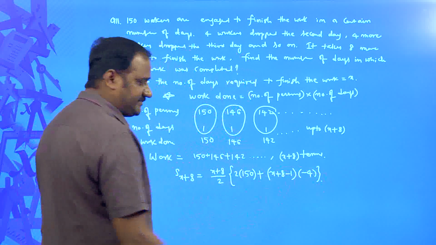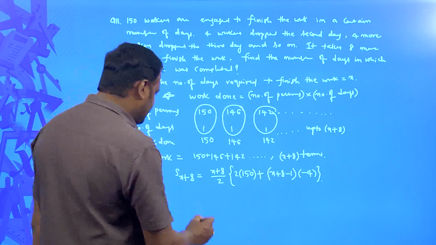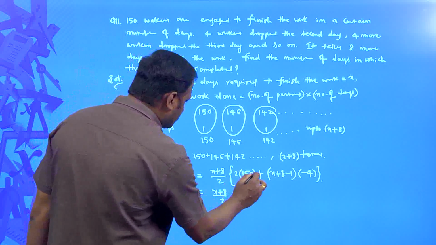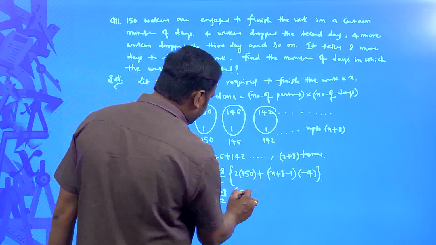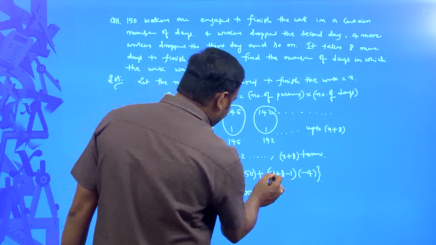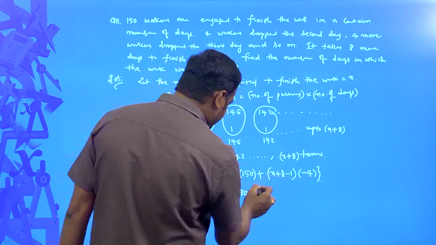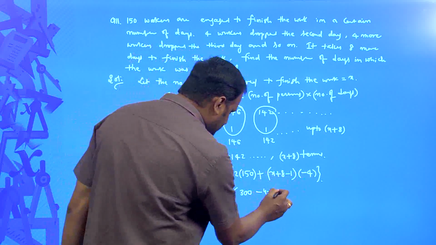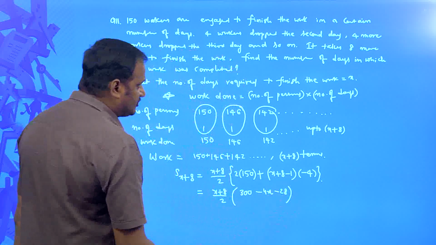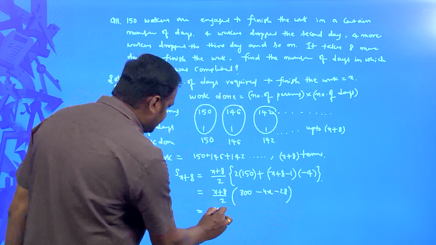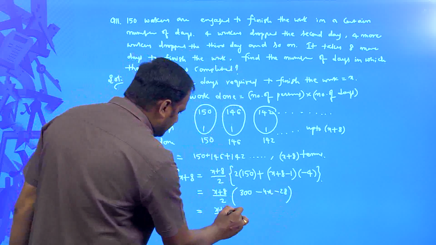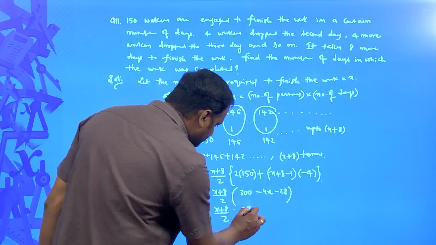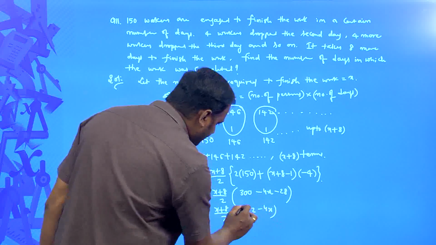So, hope you understand this statement, right. Okay. So, this is equal to x plus 8 divided by 2 into 2 150s are 300, and this is x plus 8 minus 1, equal to 7, minus 4 into x is minus 4x, and then 7 4s are minus 28. So finally, x plus 8 divided by 2 times 300 minus 28, which is equal to 272 minus 4x, correct.